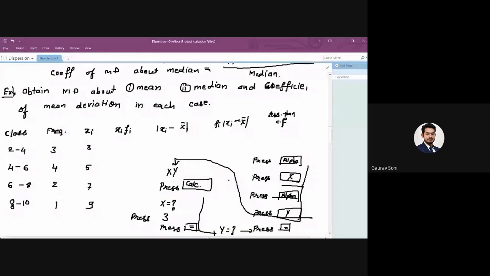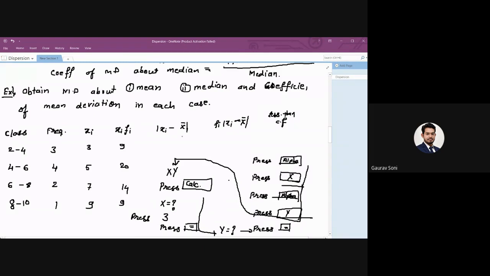Is the method clear to the people who are having calculators at least? Yes, sir. So let's write down the column. So 9, 20, 14, 9. It's quite easy.